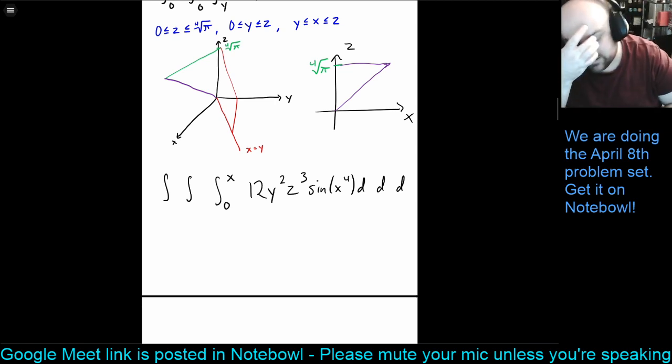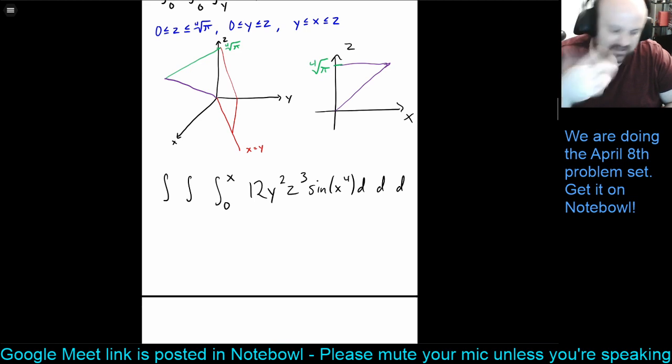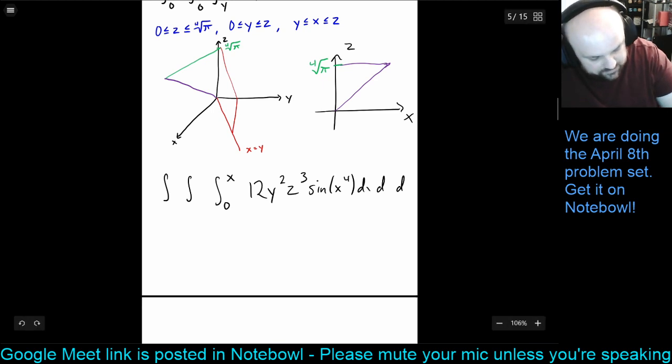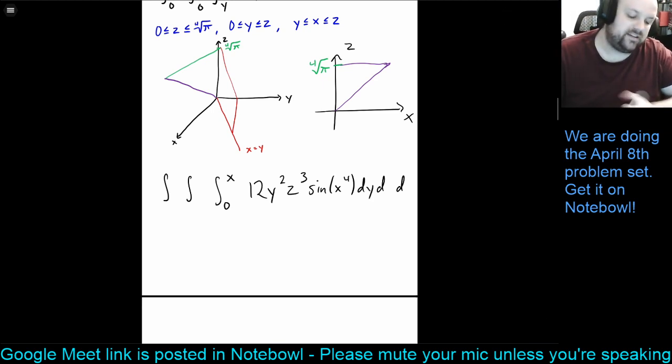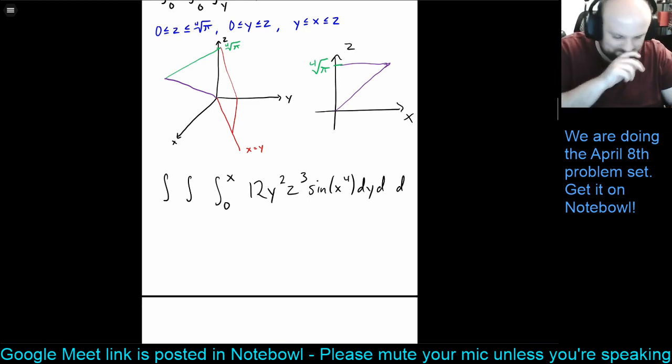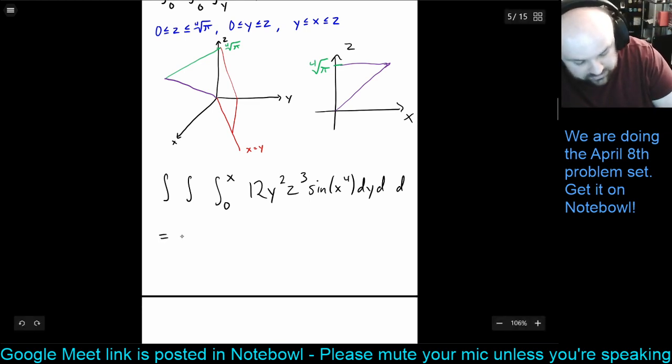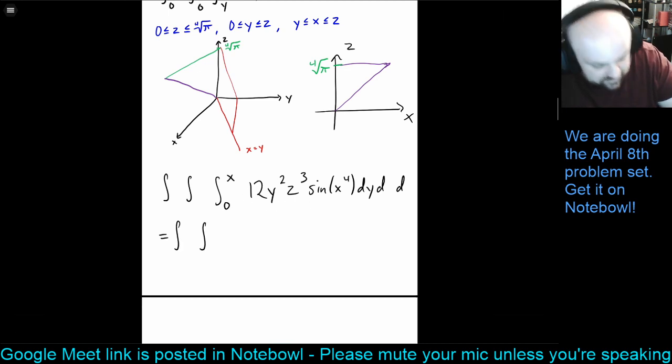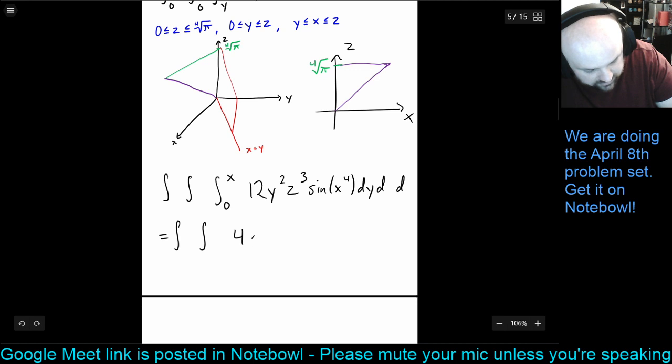And now that we have this, what do we need to do? Sorry, we integrated y first. Now we can see, can I integrate x yet? Can I integrate y? Or do I need to integrate z? If you want, you can compute this integral with respect to y first. So it's going to be 4y cubed. So you're going to have 4x cubed z cubed sine x to the fourth.